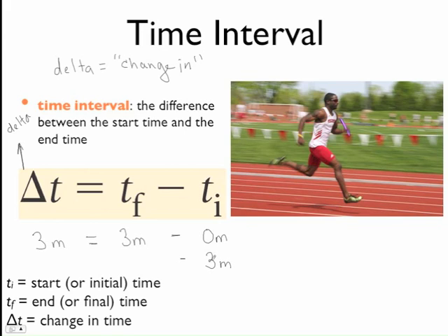You don't stop your watch, you just keep it going. And then he finishes at 5 minutes. Okay, so then you'd have 5 minus 3, and that would mean he was running for 2 minutes during that time interval. So that's how you calculate time interval. It's pretty easy, and most of the time, your initial time is going to be 0.